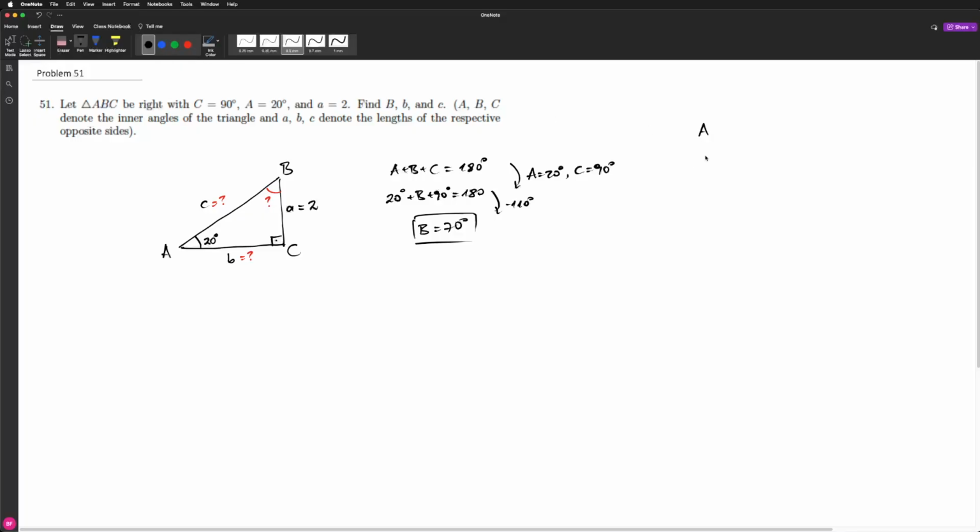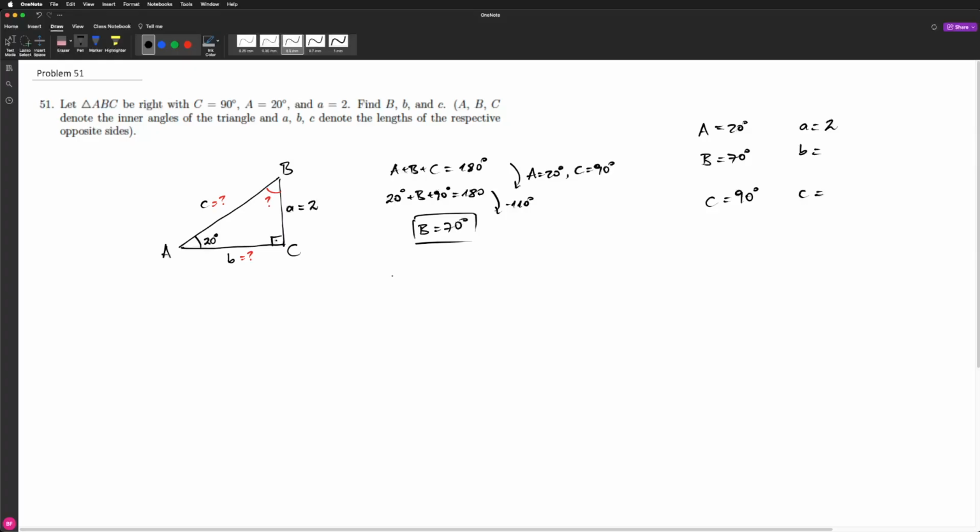So let me write A, B, C, the angles and the sides. A is 20, B is 70, C is 90. And from the sides, so far we only know a. But that's going to be enough, because once you know the shape by knowing the angles and the scaling, all you need is one side length, you can figure out the remaining side lengths.